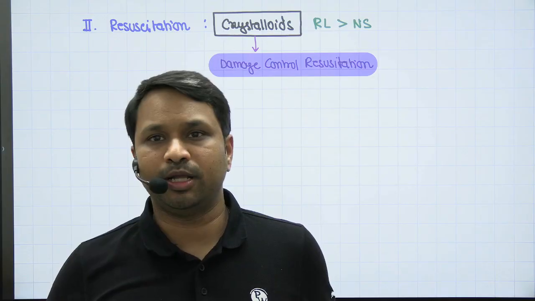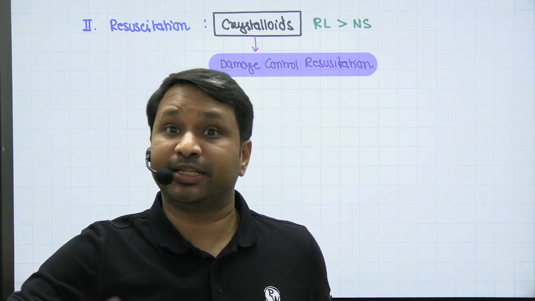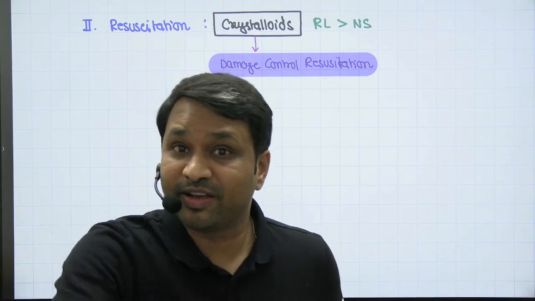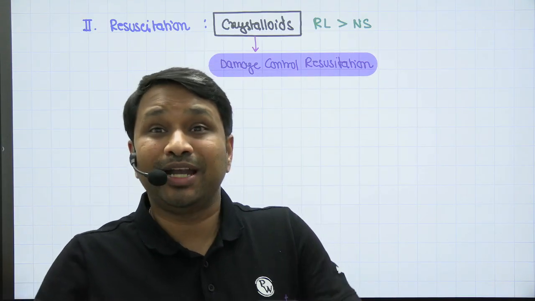The parameters are not responding, the patient is not getting stable. Should we give another 500 ml? Okay, let's give. We've given 1 liter. Then also the patient is not becoming stable. Shall we give another 1 liter? Let's say, okay, 2 liters. If still not, can we give another one? The point is, where would you stop?